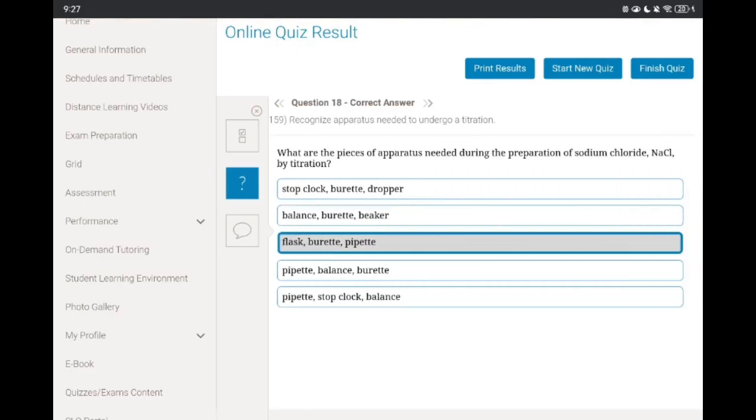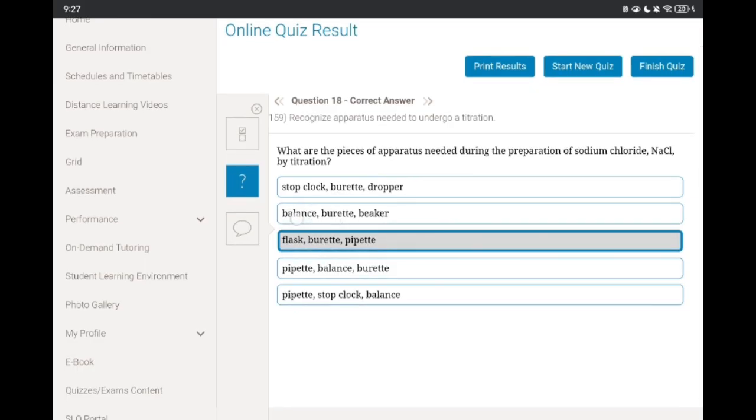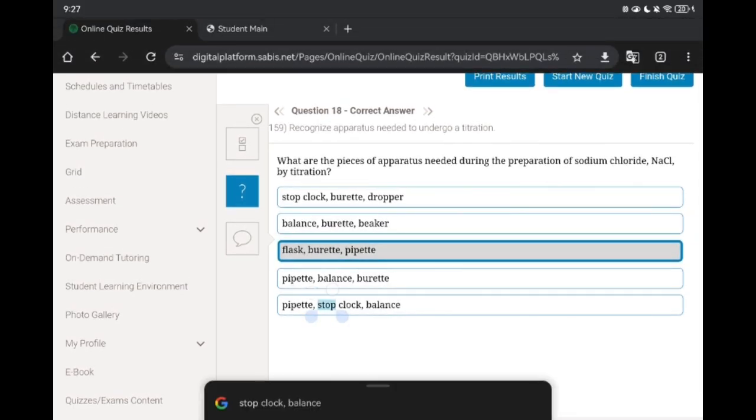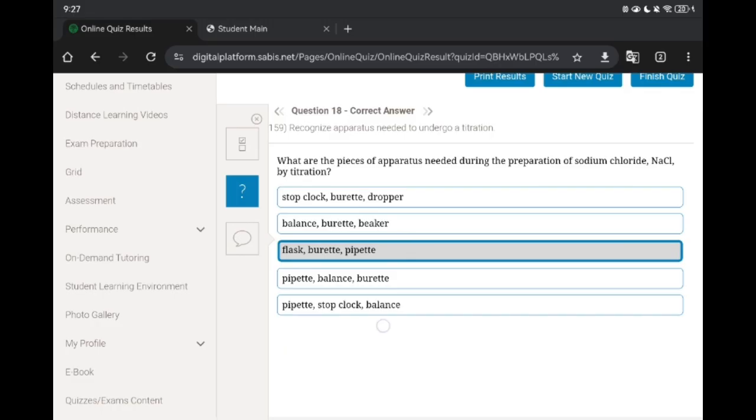What are the pieces of apparatus needed during preparation of sodium chloride by titration? You don't need a stop clock. You're not trying to measure the time. And you don't need both the dropper and the burette. You don't need the balance. You're not trying to weigh anything. The burette and the beaker are correct. Pipette, you need it. Balance, again, you don't. So it's wrong. These two, you don't need them. This is the only logical answer. Use a pipette to measure the acid and put it in the flask, and then you have a burette dripping into the flask.